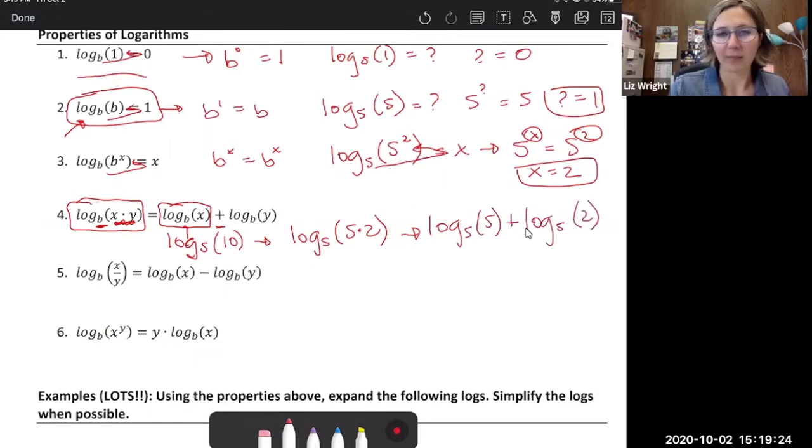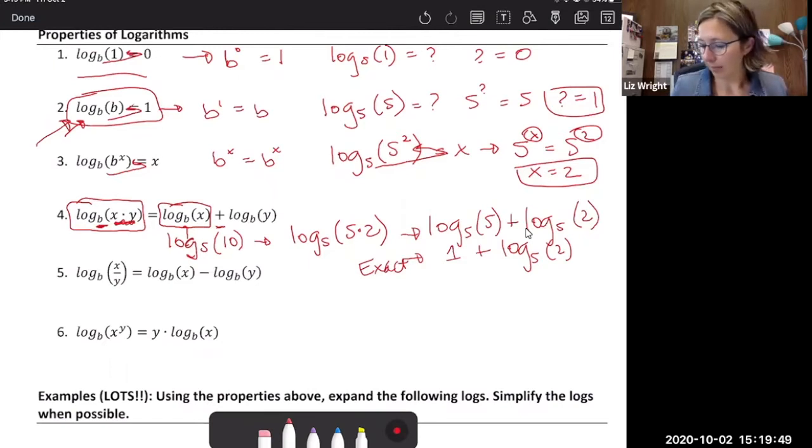Well, what does log base 5 of 5 equal? Using the rule that we just did up here, log base 5 of 5 is going to equal 1 plus log base 5 of 2. And we could continue going with this. We could say, well, this would be exact form right here. And then I could say, well, I want you to go ahead and estimate that. So you could put this in your calculator and estimate it.